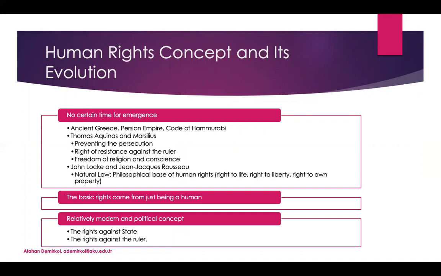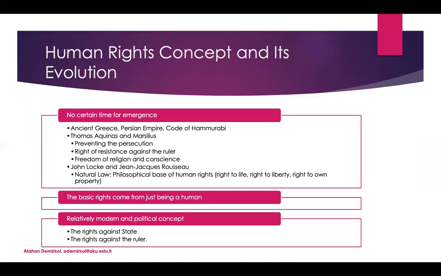For the first part of the lecture, we will start with the human rights concept and its evolution. I can basically say that there is no certain time for the emergence of the human rights concept and its evolution. In the existing literature, you will see that someone would say ancient Greece or Persian Empire or Code of Hammurabi for the emergence of the human rights concept. I can confidently say that there is no certain time for the emergence of the human rights concept. For some scholars, it's ancient Greece.